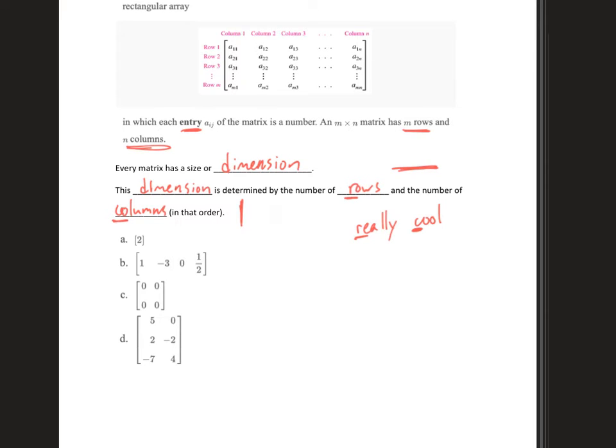So in these 4 examples, we'll talk about the dimension of the matrix. Part A, it has 1 row and 1 column, so it's a 1 by 1 matrix. I don't think I said that right. Maybe I did. Who knows? Part B has 1 row and then 4 columns, so that's a 1 by 4 matrix. Part C has 2 rows and 2 columns, so it's a 2 by 2. Then part D has 3 rows and 2 columns, so that's a 3 by 2.